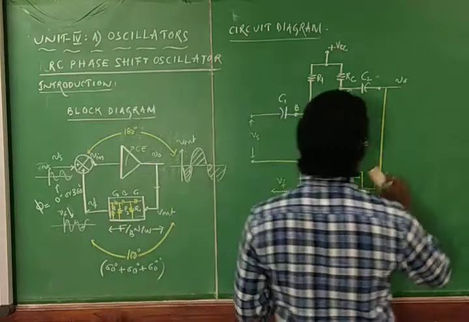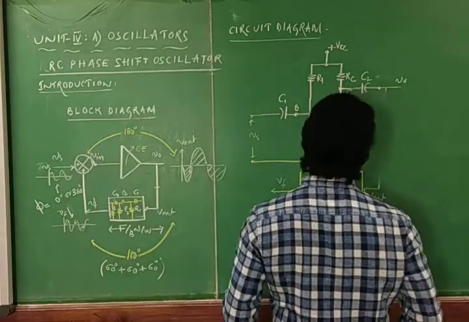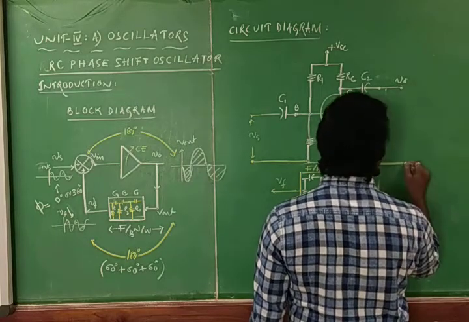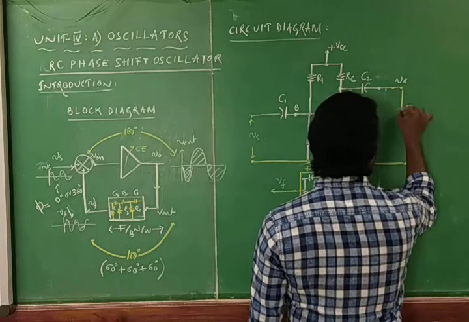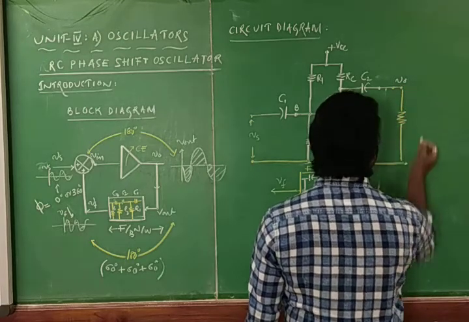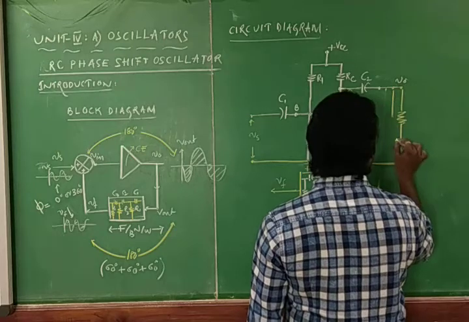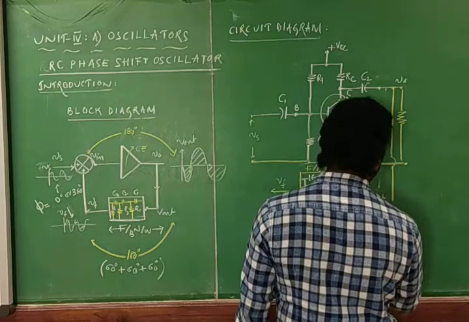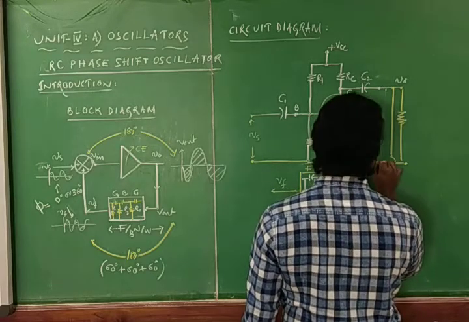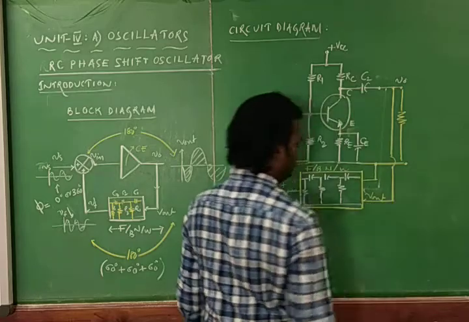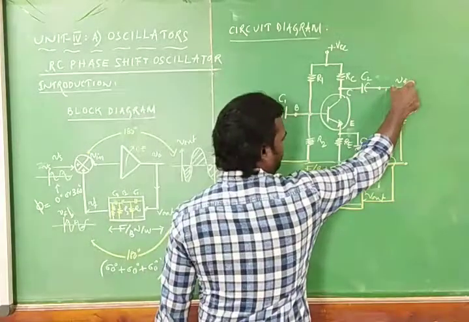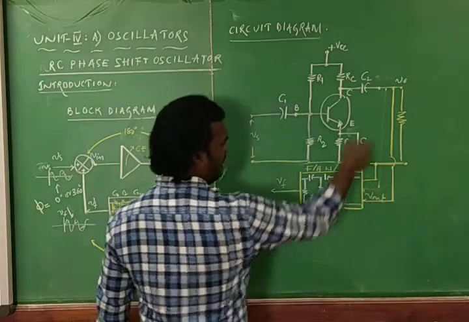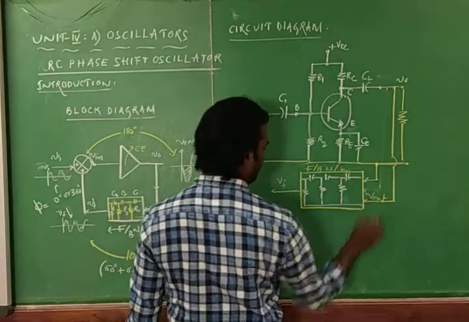From the output side we will be taking the output, so the voltage must be taken across the load resistance only. Assume that the load resistance R is there, so we will be taking the voltage across this load resistance, and it will be the Vo. Here we will be having one more line. From the Vout we will be taking the output, and again it is connected as input for the feedback network.